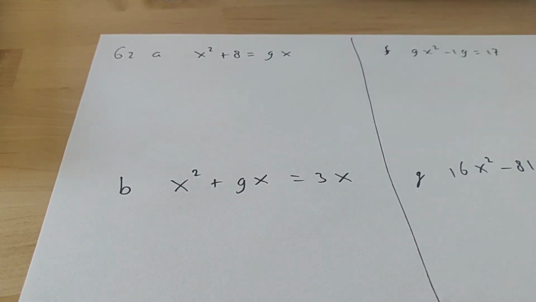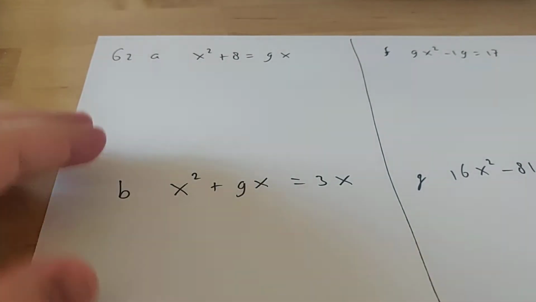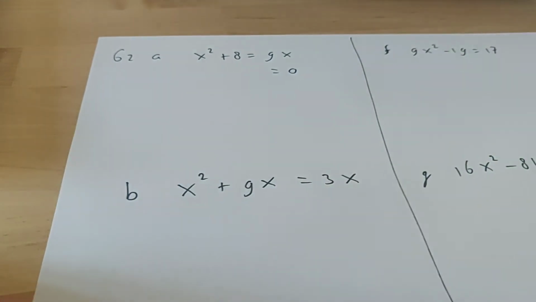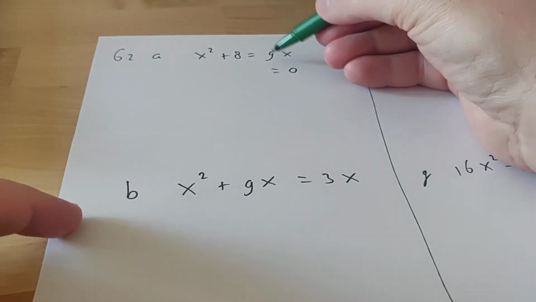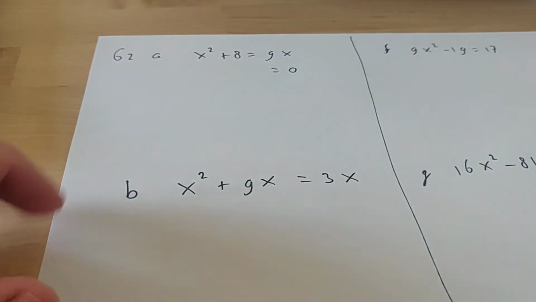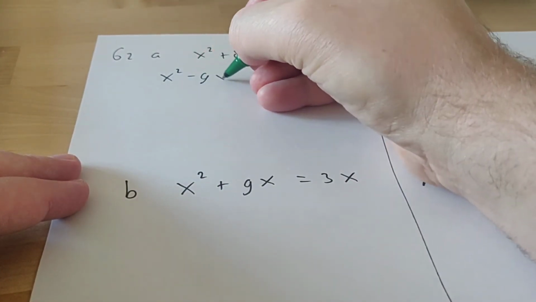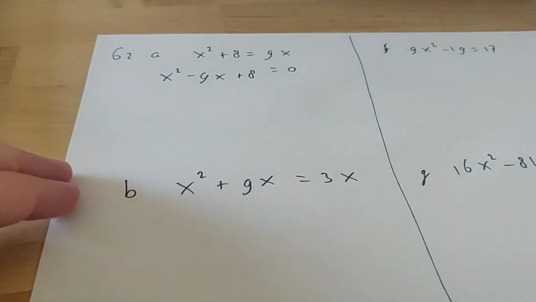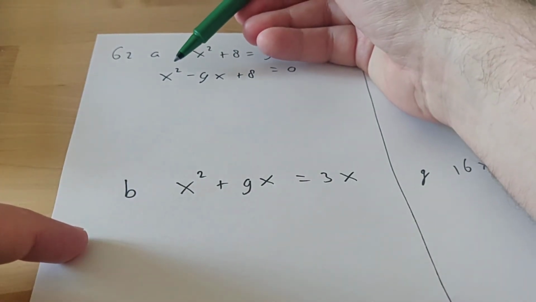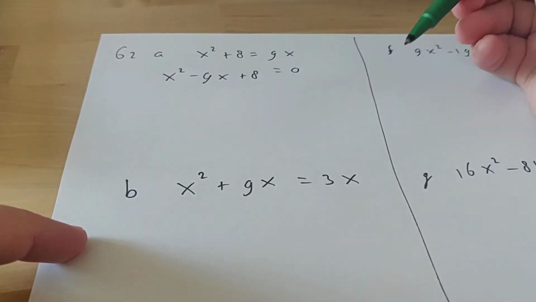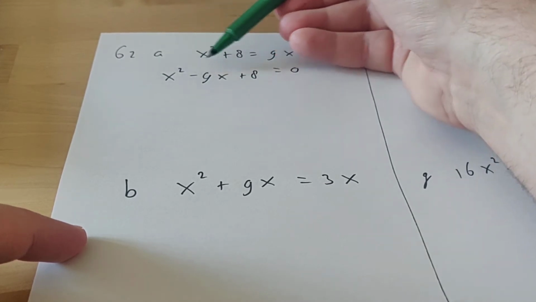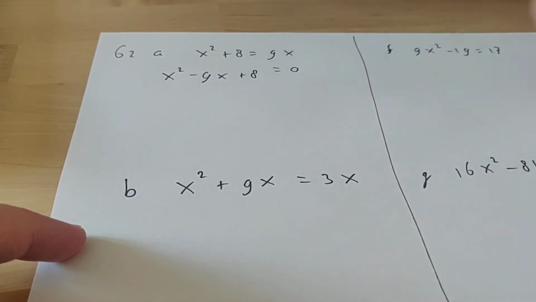Here we have x squared plus 8 equals 9x. Now the first thing you always want to have is a 0 on this side, otherwise you cannot solve it. So if there's anything else than a 0, you have to remove it. So we're going to move this to the other side. So you get x squared minus 9x plus 8 equals 0. I'd like to write it down in this order: x squared, normal x, normal number. But you can also write down x squared plus 8 minus 9x if you want.